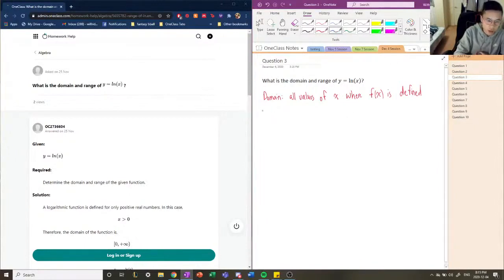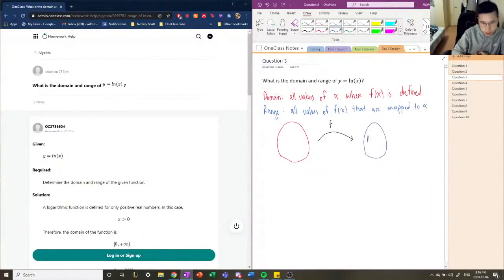Okay, so the range of a function is all values of f of x that are mapped to x. So if we were to think about it, here's our pool of x values that are valid. Our function, let's say f, takes our domain values and plugs them into our range values. So this is our range, and this is our domain. Okay.